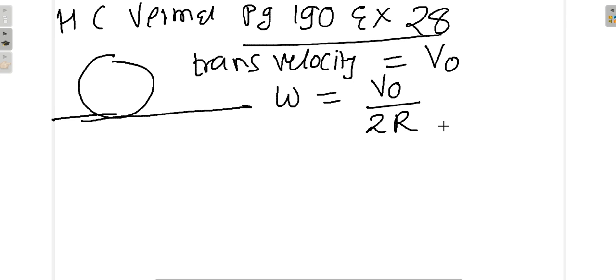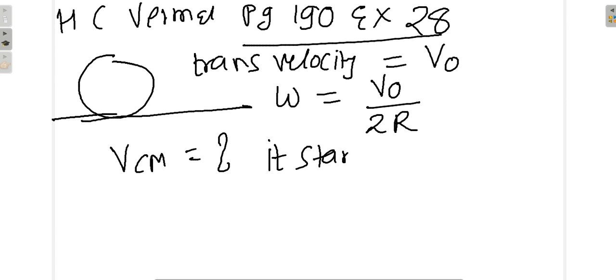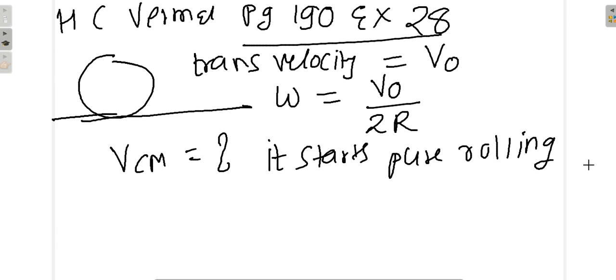We are supposed to find the translational velocity, that is, what is the velocity of center of mass when it starts pure rolling? What will be the velocity of center of mass when the body starts pure rolling? Now let us see here.